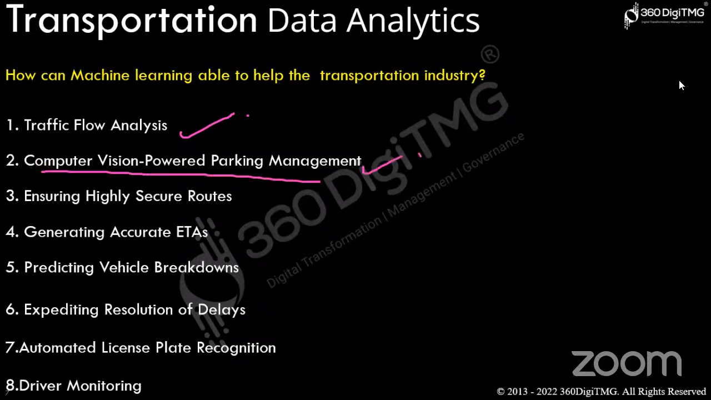Using this, we can reduce human error. We don't need to have a human resource in that particular area. Machine learning itself monitors all those things, and ensures highly secure routes. I mean, whatever route we have, whether the road is good or not.